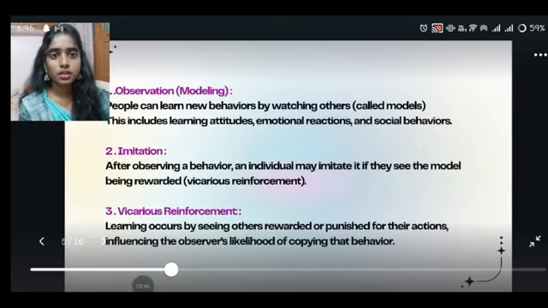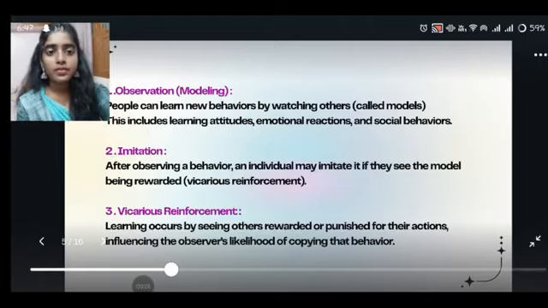Key concepts. The first one is observation, that is, modeling. People can learn new behaviors by watching others, who are called models. This includes learning attitudes, emotional reactions and social behaviors. Imitation: after observing a behavior, an individual may imitate it if they see the model being rewarded.